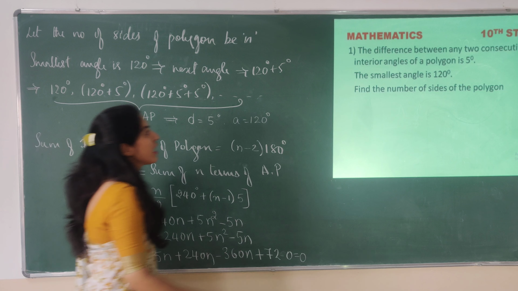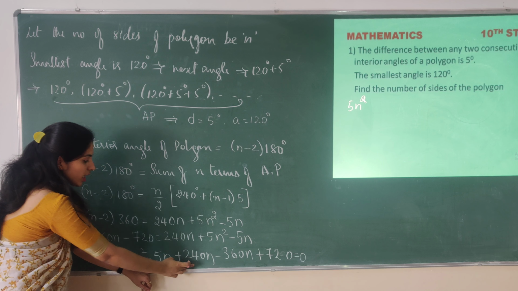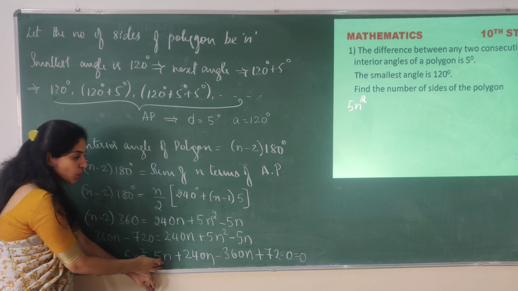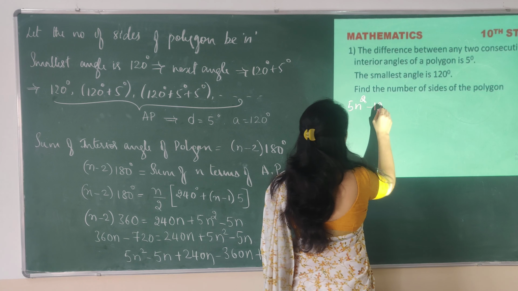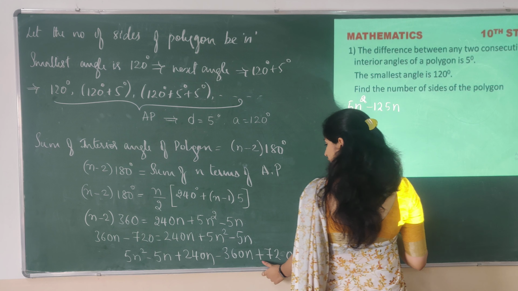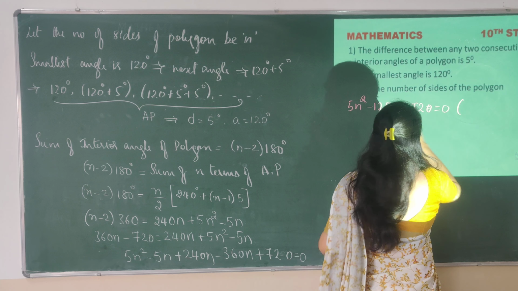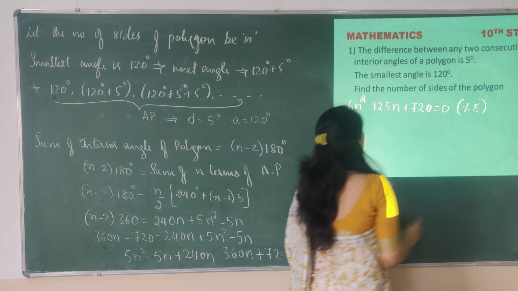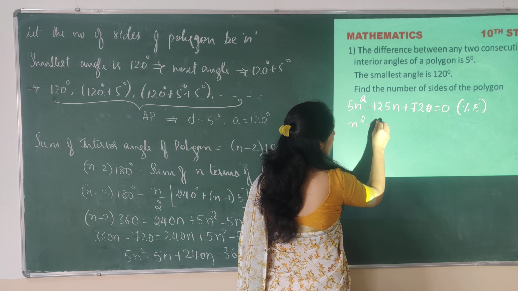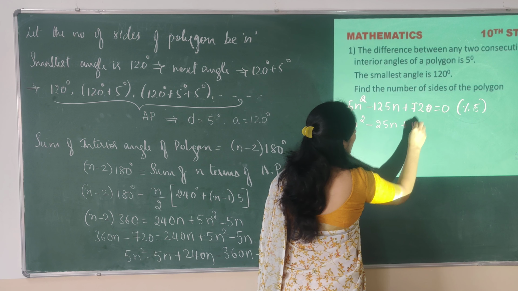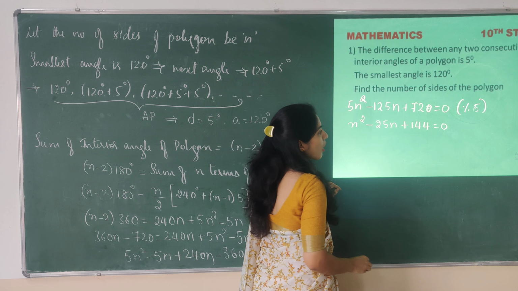This is 5n square. Next, 240 minus 5 is 235, and 235 minus 360 is minus 125, and the remaining is plus 720 equal to 0. I divide this equation throughout by 5. So this becomes n square minus 25n plus 144 is equal to 0. This is a quadratic equation. How to solve this one?